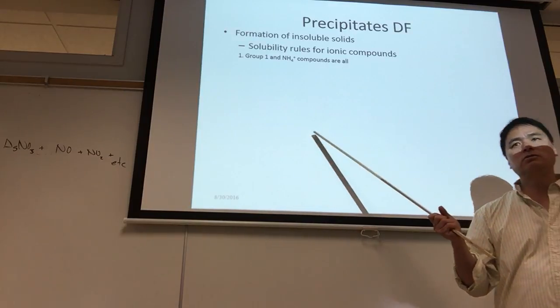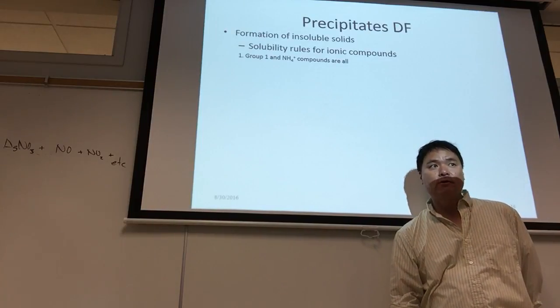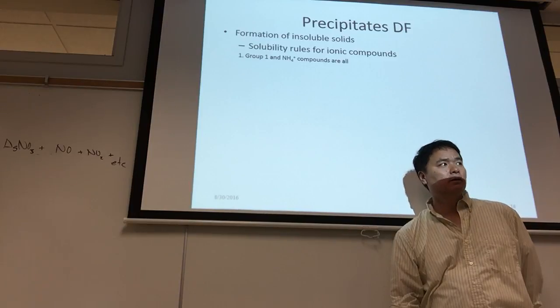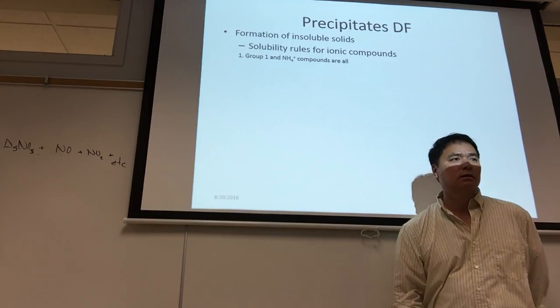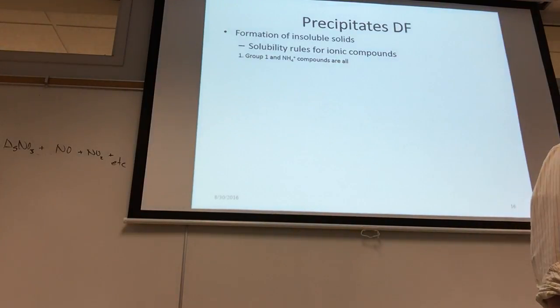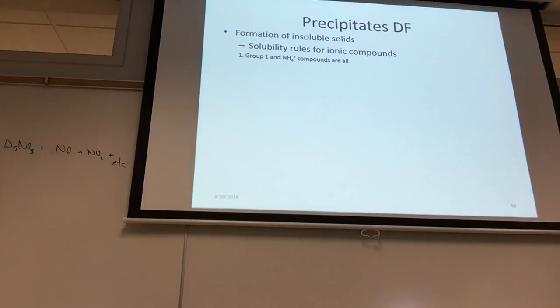And then we would go to sulfides. Sulfides are all insoluble except for group 1 and group 2. And then we go to carbonates, phosphates, and chromates, which are all insoluble except for group 1 and ammonium. Anyway, go back to the lab manual and just fill out the table here. Just memorize it if you've forgotten it.